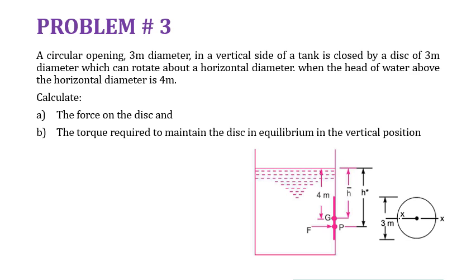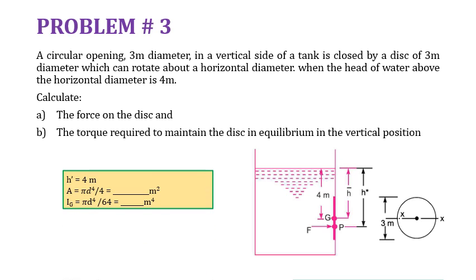So third numerical: a circular opening 3 meter wide in a vertical side of a tank is closed by a disc of 3 meter. So basically we have a tank in which we have a 3 meter circular opening which is covered with a disc of the same size, and that disc can rotate about a vertical diameter when the head of water above the horizontal diameter is 4 meter. So the head of water means the height of water above the horizontal diameter.